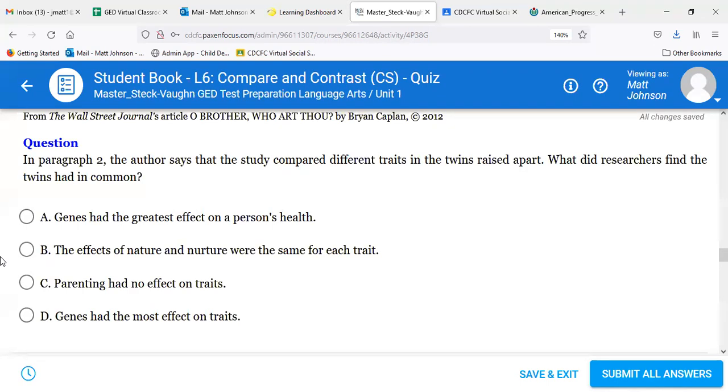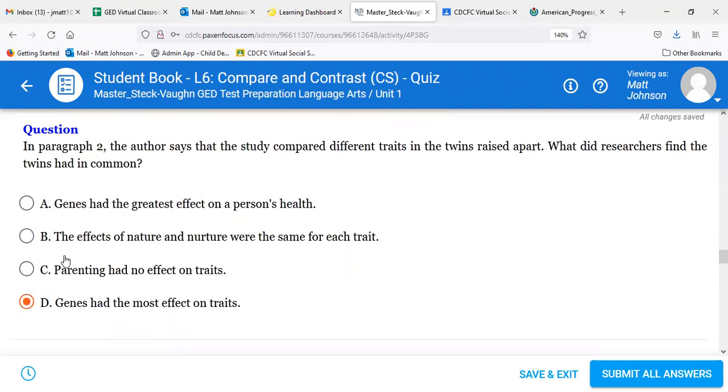D. D as in dog. Genes had the most effect on traits. And again, that kind of comes through as the main argument in that piece. So D for number 3.